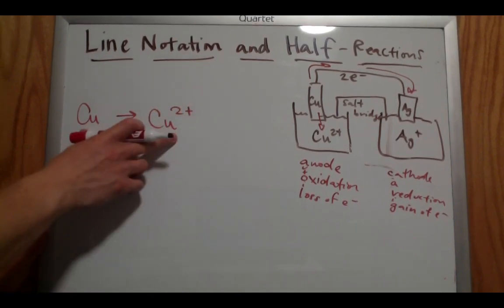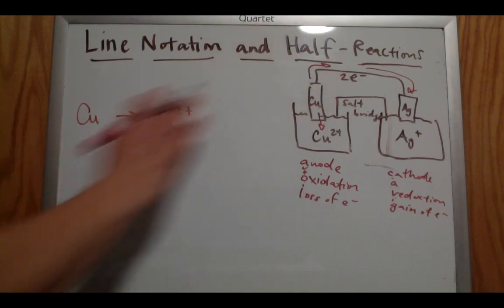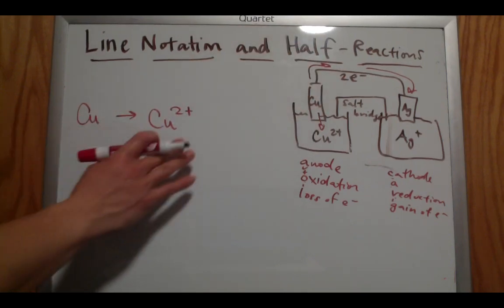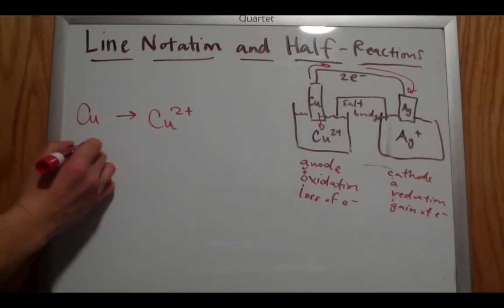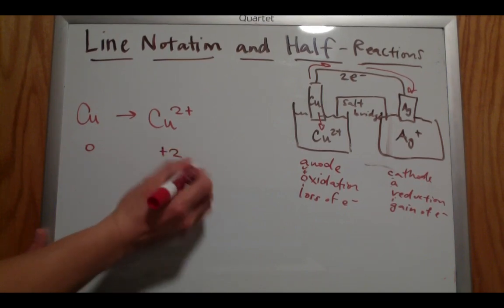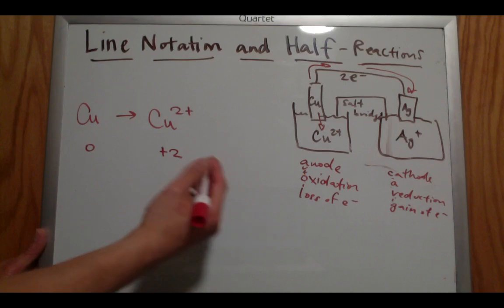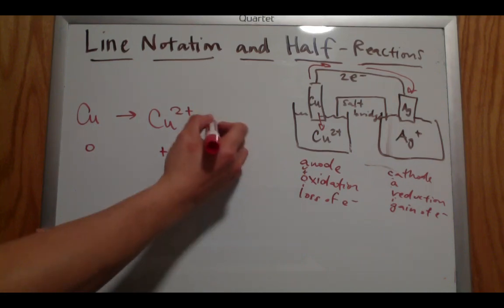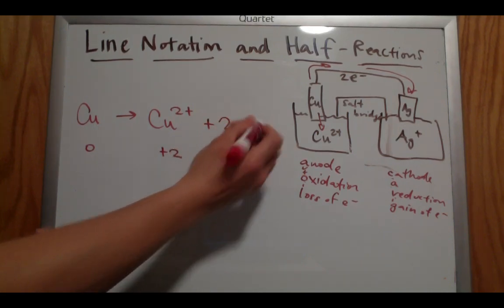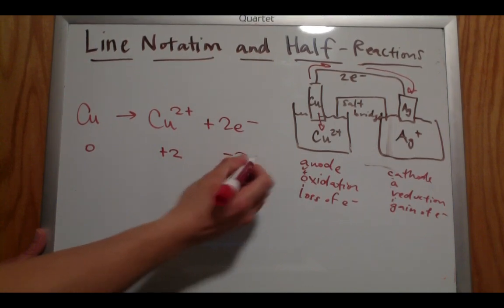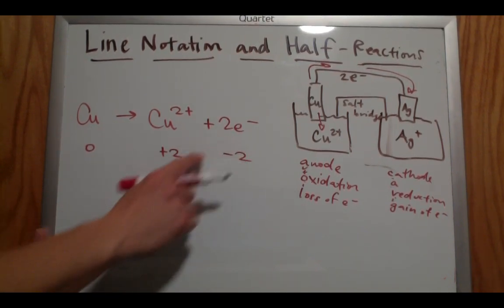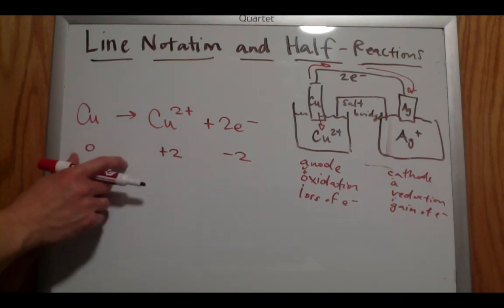And then we need to balance out the charges by adding the electrons to one of the sides. So it's pretty apparent here that if the charge is 0 on this side and this is +2, remember electrons have a negative charge. So then that means we need to add 2 electrons to the product side, because that'll make it so it has a net charge of -2.